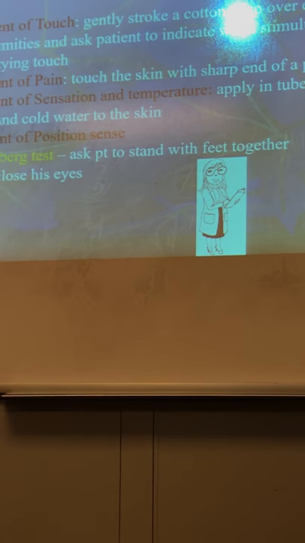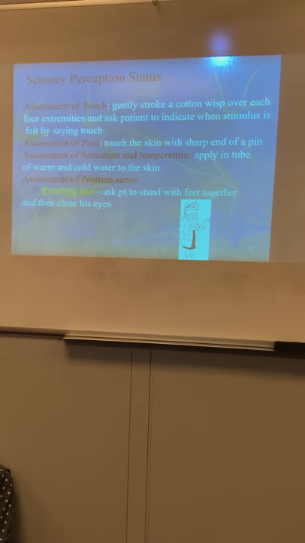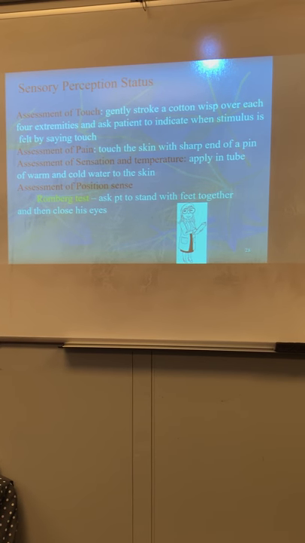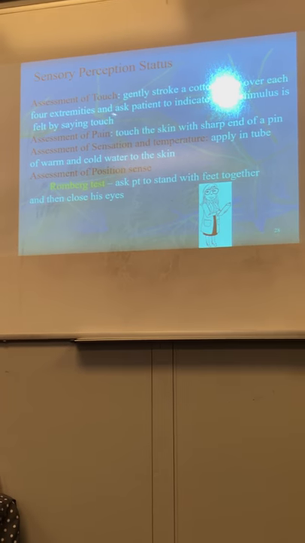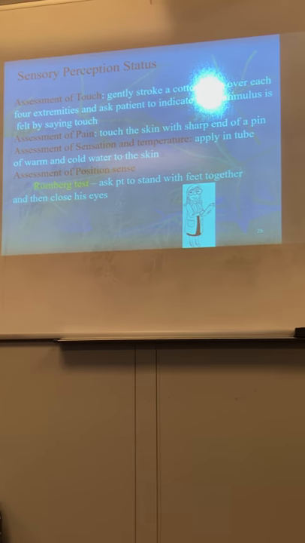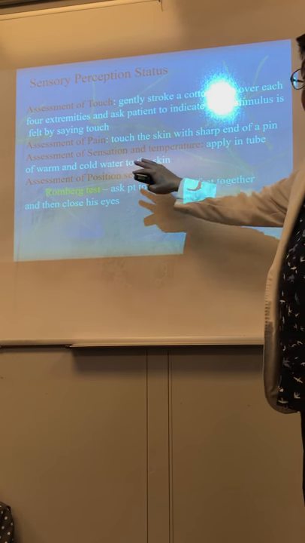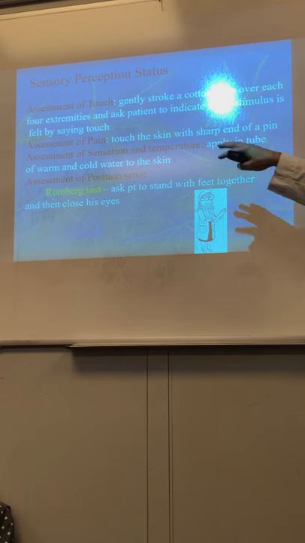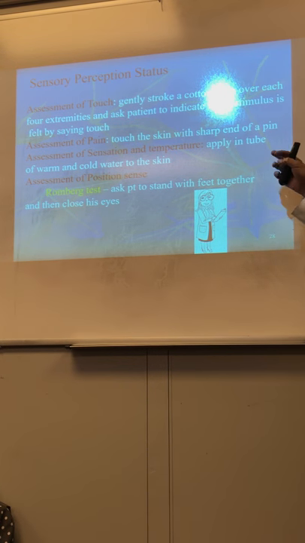Now, sensory perception status. Assessment of touch: gentle stroking with a cotton wisp over the four extremities. Then assessment of pain with a pin, so prick with a pin. Then sensation of temperature: you could apply warm or cold water. Make sure it's just warm, not hot, you don't want to cause burns in the patient.